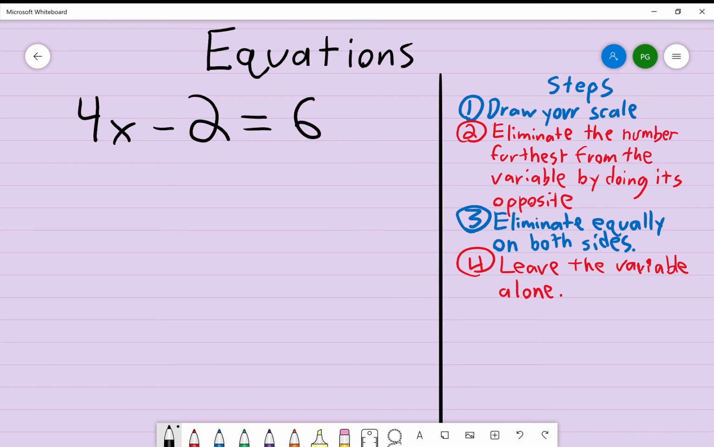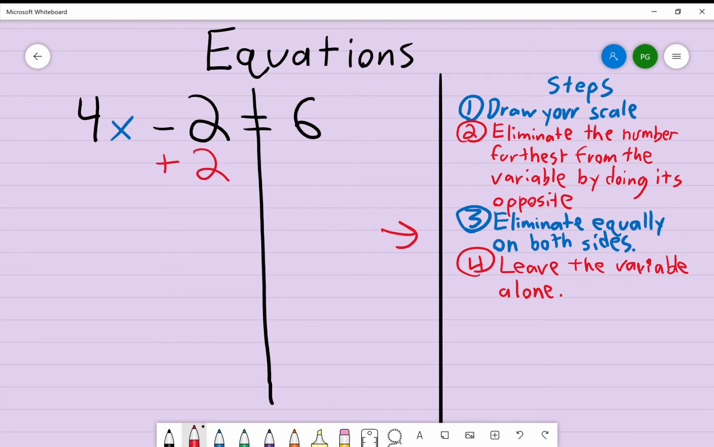So, first step, we draw out the scale, the balance. Perfect. Number 2, eliminate the number furthest away from the variable. Okay, let's identify that my variable is x. Now, which number is furthest away from the x? The 4 or the 2? That's right, it's the 2. So, we eliminate by doing the opposite. Right now we're subtracting. What's the opposite of subtract? Add. The opposite of minus 2 is plus 2.